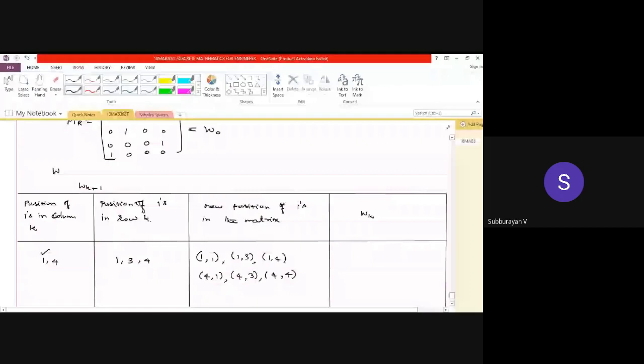See, in these places, for example 1, 1, 1, 3, 1, 4, 4, 1, 4, 3, 4, 4, if 1 is already there, you just leave it. If 0 is there, you make it 1. Therefore, this is step K. Of course, K equal to 1 here.